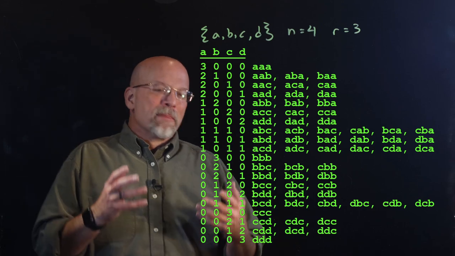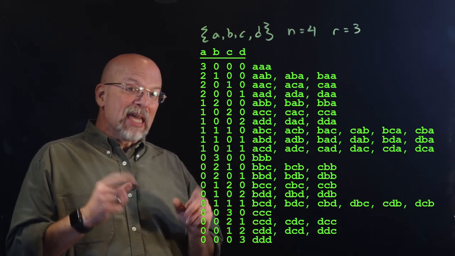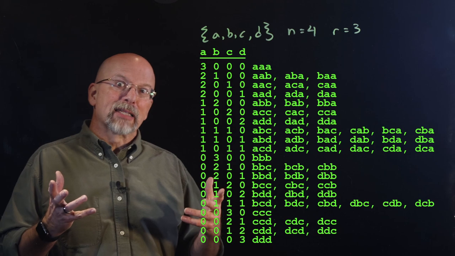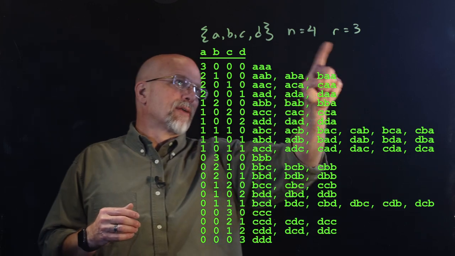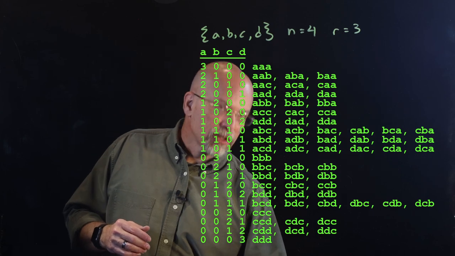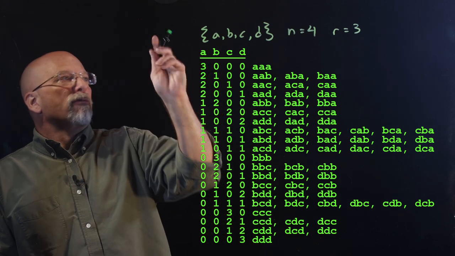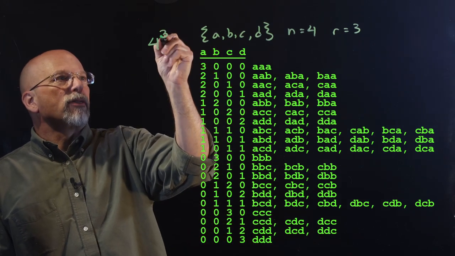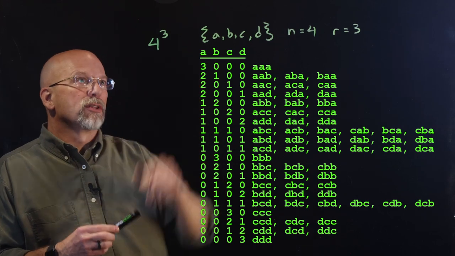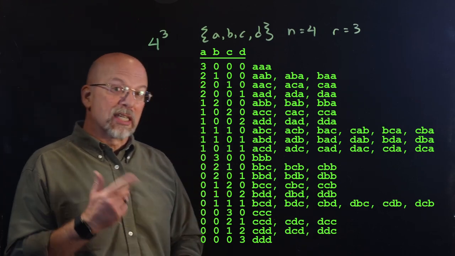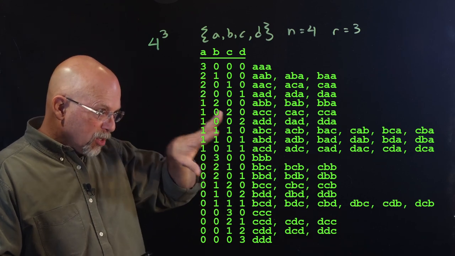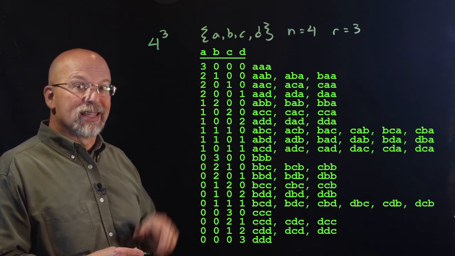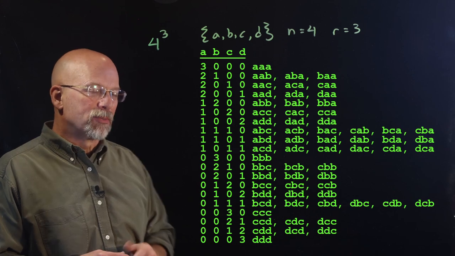Now, if order matters and duplicates are allowed, we go back to exponentiation, right? Exponentiation says, so I've got 4 options, and we pick it 3 times, so it's 4 to the third. 4 times 4 is 16, times 4 is 64. So if you count through all of these possible orders, you see that we have 64 different options there.